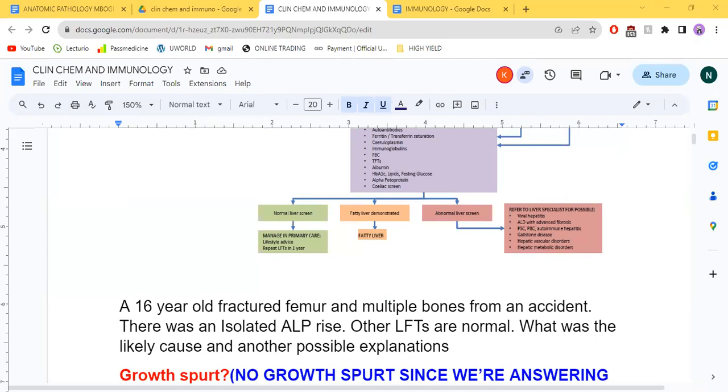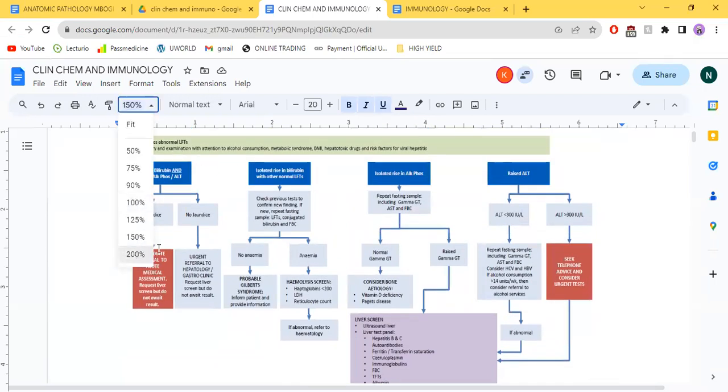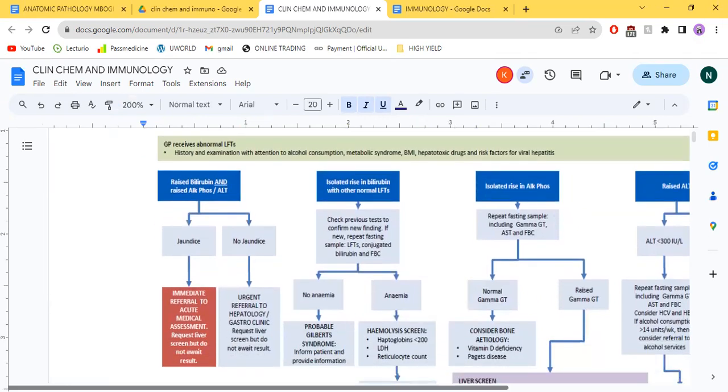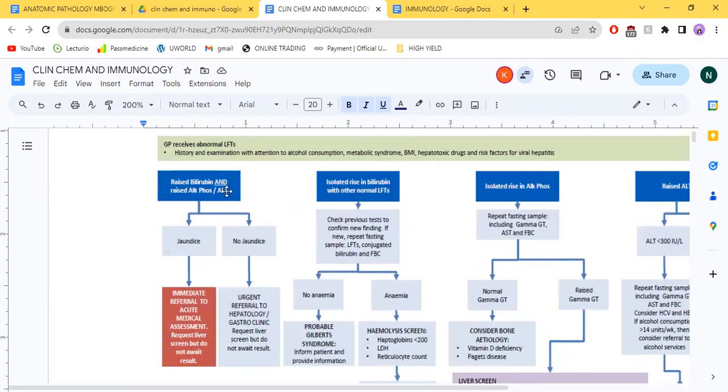This first table is like a chart to help through liver function tests. You can go through it later. If you find raised bilirubin and raised ALP, alkaline phosphatase, or ALT, you check if the person has jaundice or not. If they have jaundice, you do an immediate medical assessment. If there's no jaundice, you request liver screening, but do not await the test. You can go through this and then internalize it. So we can just start with question one.